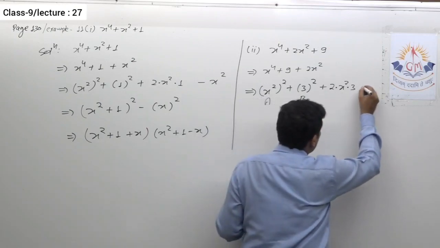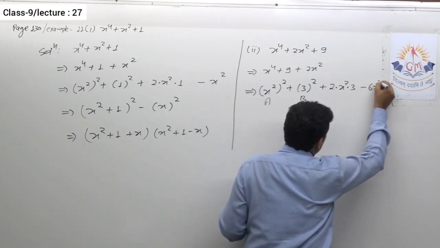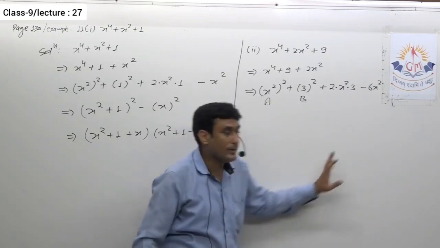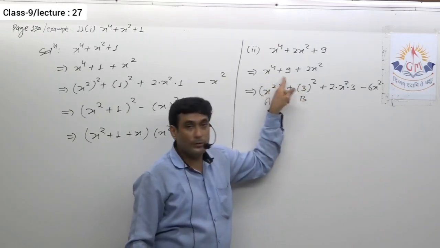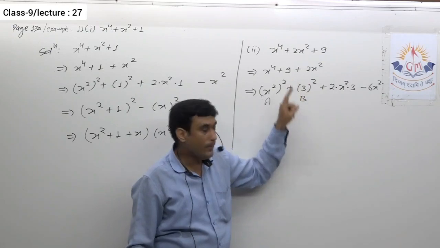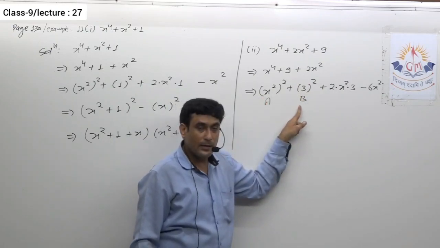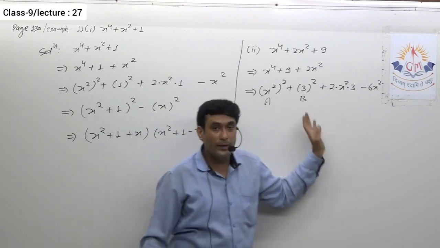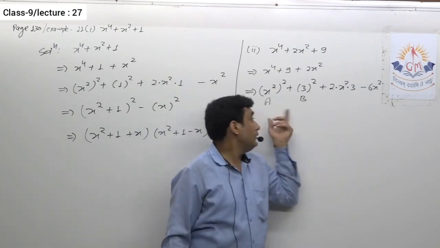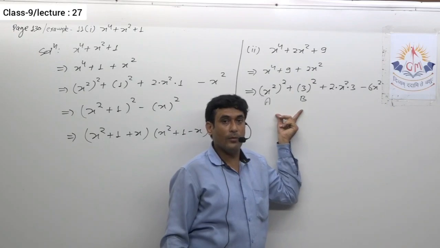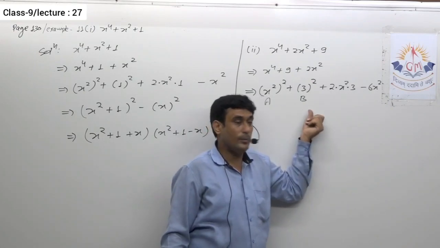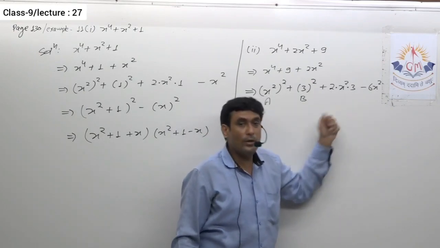So I have to subtract this x square, isn't it? I am explaining once again. First I wrote the two terms which are complete squares. First term I considered as a square, second term I considered as b square. Then there are two ways to utilize these two terms in the form of an identity, that is a square plus b square, either plus 2ab or minus 2ab.